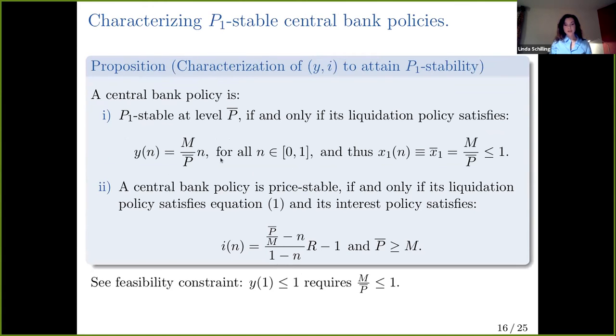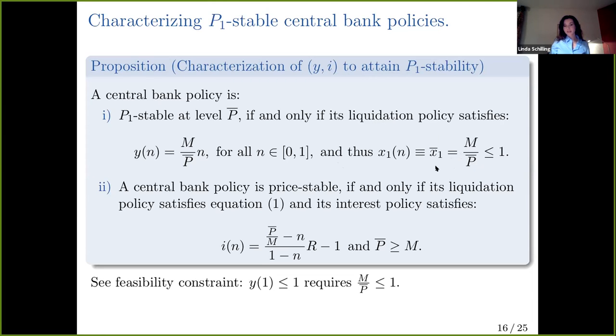And this has to be the case for all possible spending levels. But now here comes the drawback. There is a feasibility constraint because the central bank can never liquidate more than the entire asset. So this fraction here is bounded from above by 1. And this instantly means that the real allocation that can be attained by agents that spend early has to undercut 1. And this is bad news because we know that the social optimum exceeds 1. So we already have here the second part of the trilemma, namely that under a P1 stable policy, the social optimum can never be attained.